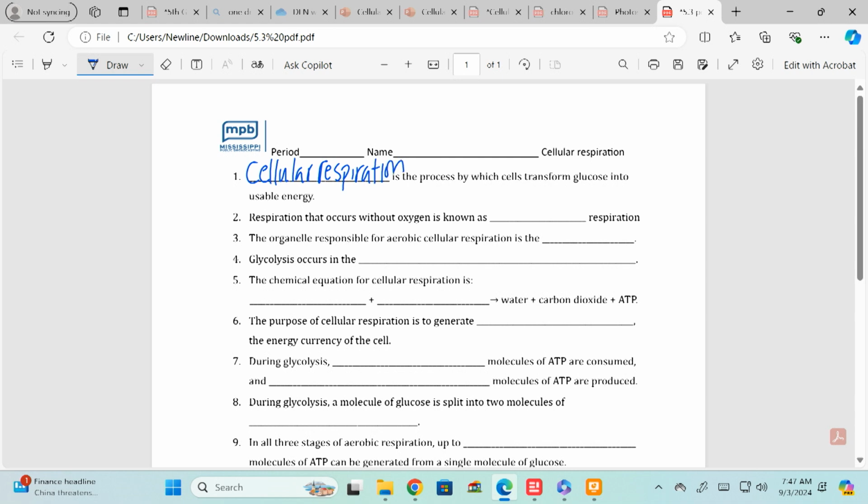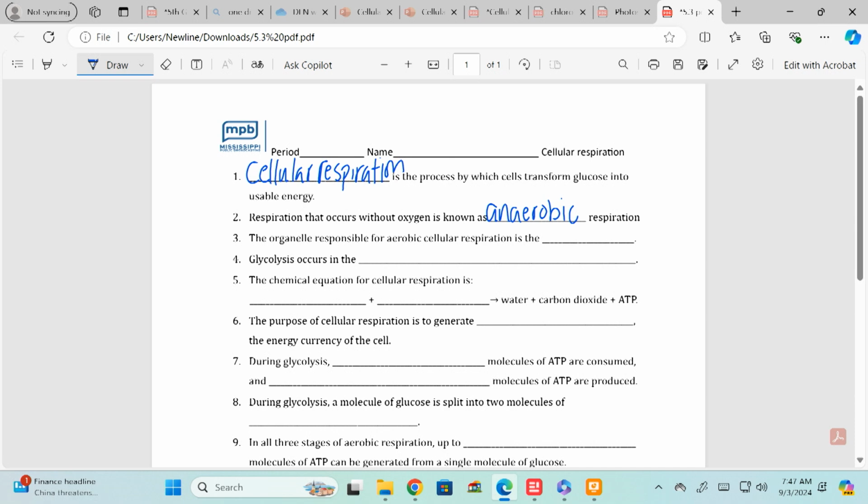Cellular respiration. Great. All right, let's keep it going. Number 2 says, respiration that occurs without oxygen is known as blank respiration. So is that aerobic, or should we put, I'm going to go with anaerobic respiration. Great.